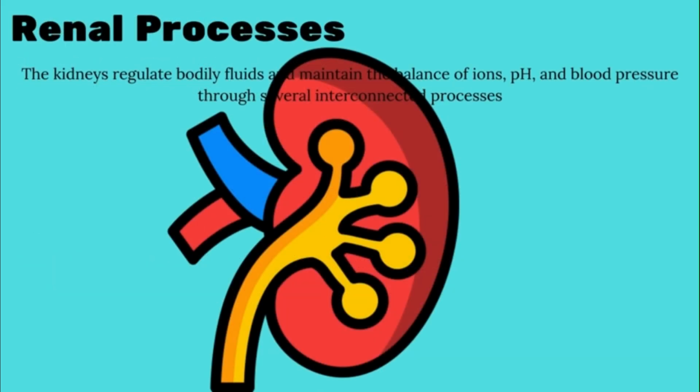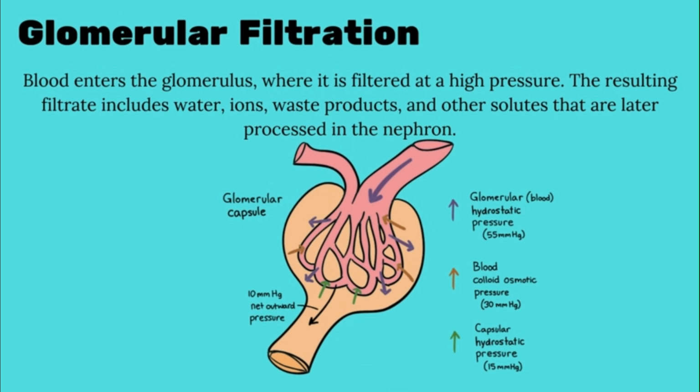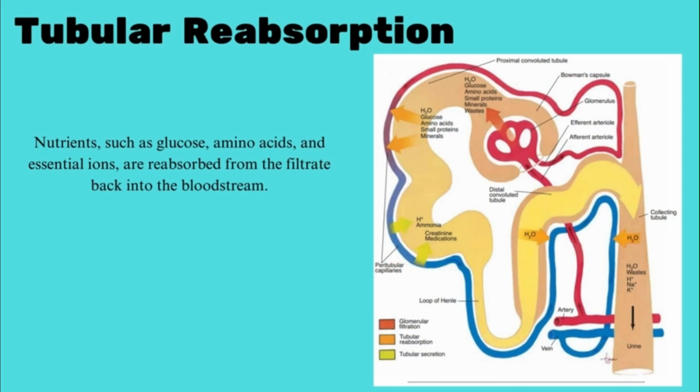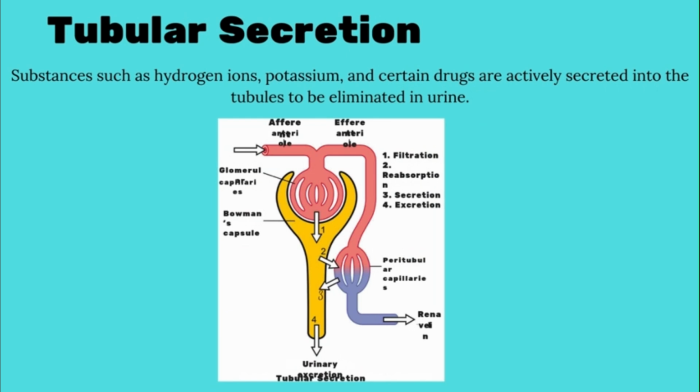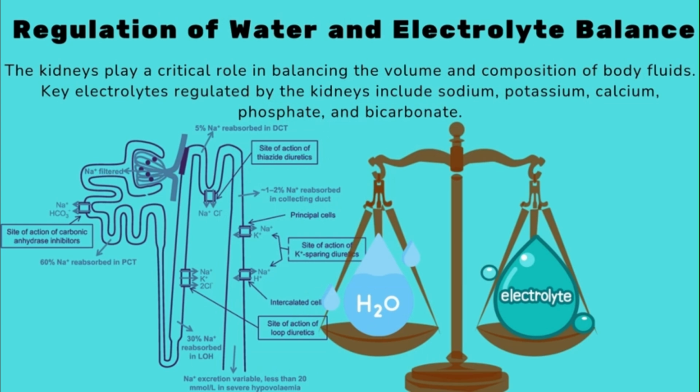Renal processes. The kidneys regulate bodily fluids and maintain the balance of ions, pH, and blood pressure through several interconnected processes. Glomerular filtration. Blood enters the glomerulus, where it is filtered at a high pressure. The resulting filtrate includes water, ions, waste products, and other solutes that are later processed in the nephron. Tubular reabsorption. Nutrients, such as glucose, amino acids, and essential ions, are reabsorbed from the filtrate back into the bloodstream. Tubular secretion. Substances such as hydrogen ions, potassium, and certain drugs are actively secreted into the tubules to be eliminated in urine.